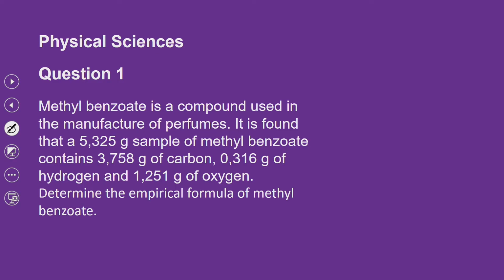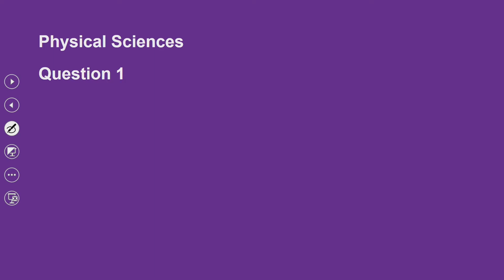Our question reads: methyl benzoate is a compound used in perfumes. It is found that, here are our very first values, a sample of this methyl benzoate contains 3.758 grams of carbon, 0.316 grams of hydrogen and 1.251 grams of oxygen. Our question says, determine the empirical formula for methyl benzoate. Let's go and have a look at that.